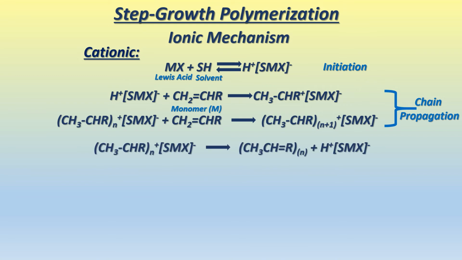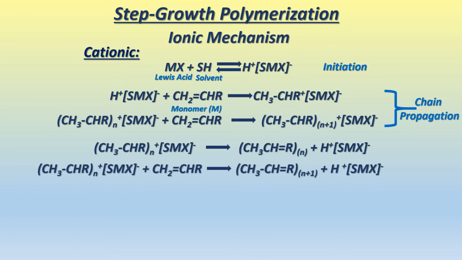Termination in this case can happen one of two ways. Either the bond can be reduced to an alkene ending the chain, or a carbocation can reduce the first carbon and also end the chain. This is two ways termination can occur.